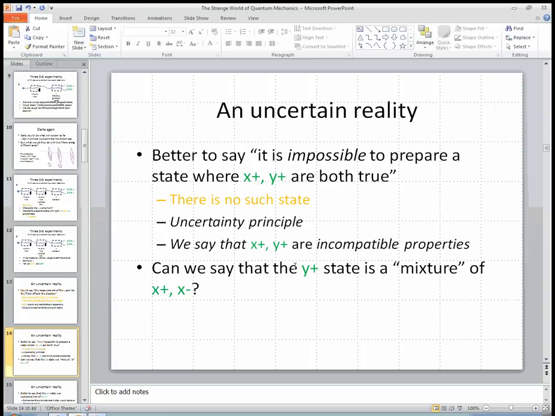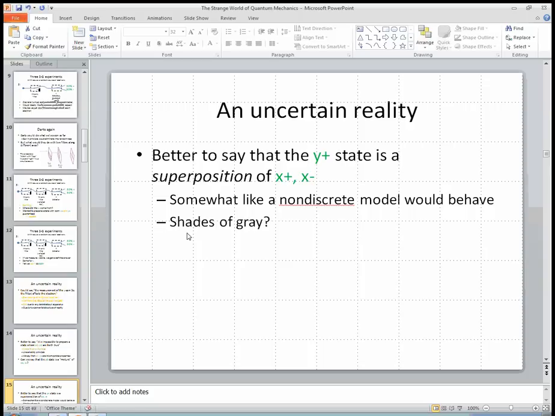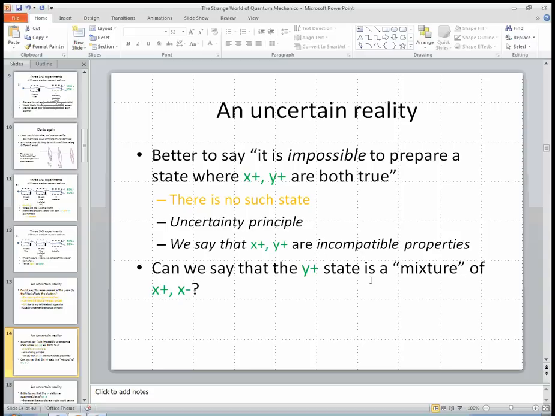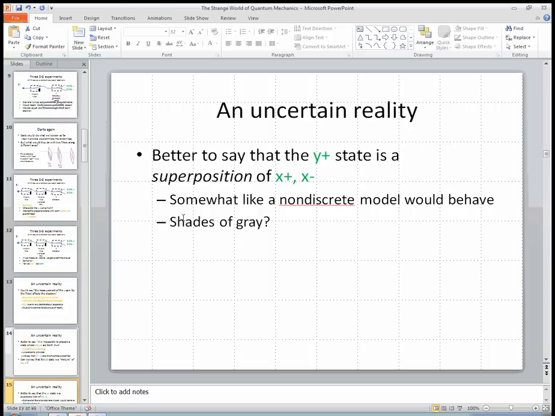Mixture implies classical probability stuff that doesn't really apply here. It turns out that the correct word to use is that the y plus state is a superposition of x plus and x minus. And superposition is kind of a fancy word for sum. In a minute, I'll show you very quickly a schematic model of how this works. Let me just point out, though, that it seems like we're trying to recover something that isn't really true. When we say the y plus state is a combination in some way of x plus and x minus, whether we call it a mixture or a superposition, it sounds like we're trying to reintroduce shades of gray.